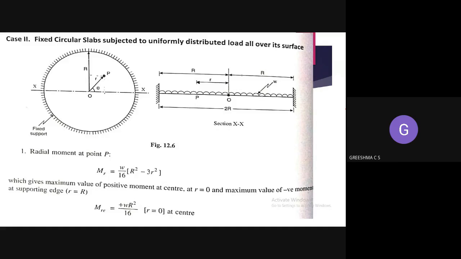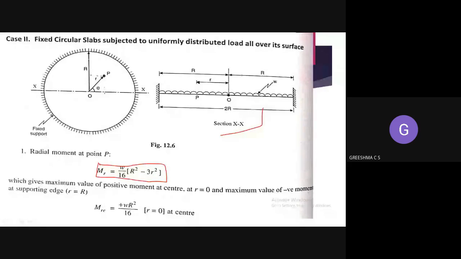Okay, so here also you have to learn this equation by heart: the radial moment at P is equal to W by 16 (R square minus 3 r square). So you have to learn this equation by heart. For simple support the equation is different: W by 16 (3 R square minus r square). So here it is W by 16 (R square minus 3 r square), small 3 r square. Okay, so that is the difference. So radial moment is equal to W by 16 (R square minus 3 r square).